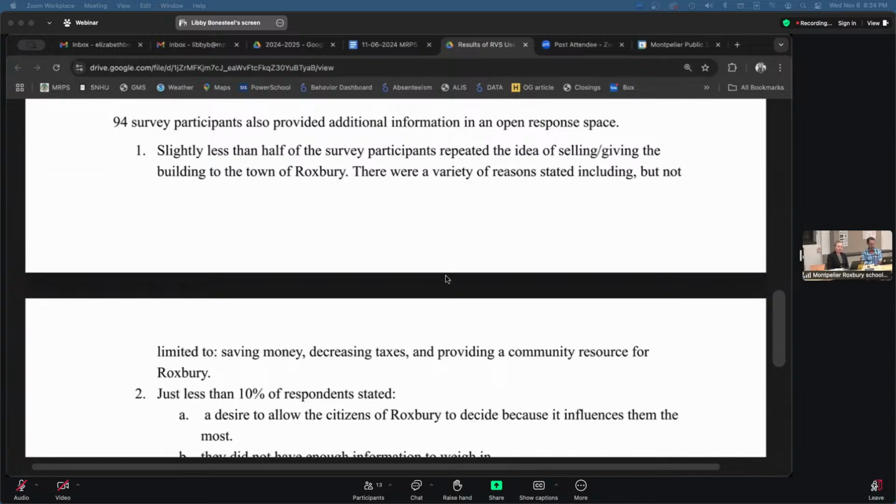Slightly less than half of the survey participants, I think it was 48%, just slightly below the 50% mark, reiterated the idea of selling or giving the building back to the town of Roxbury for a variety of reasons. Some didn't want to spend more money on the Roxbury Village schools, some thought it was the right thing to do, and that community uses were the best thing for that building, and only the citizens of Roxbury could make that decision. There are a multitude of reasons that people presented.